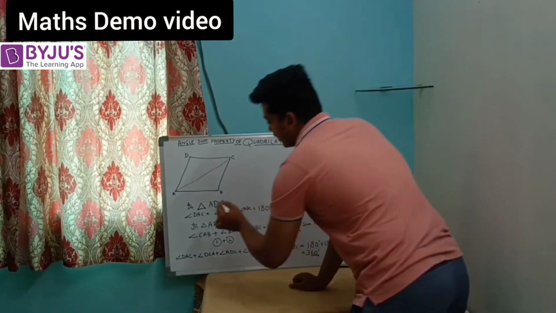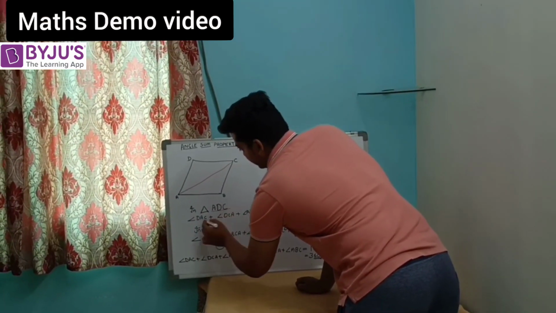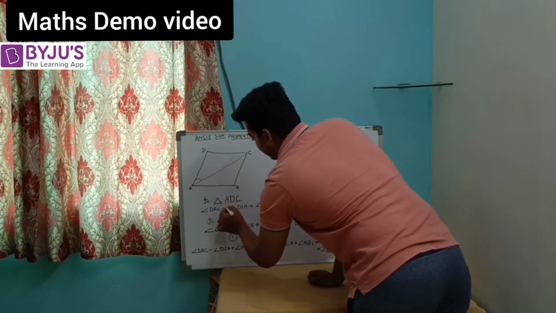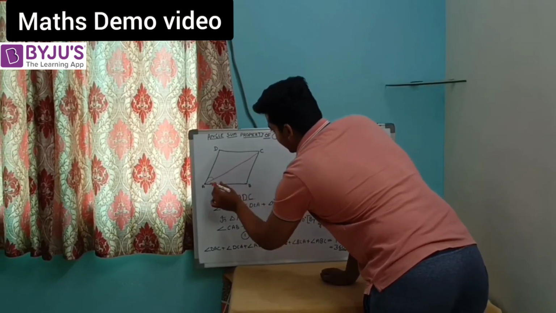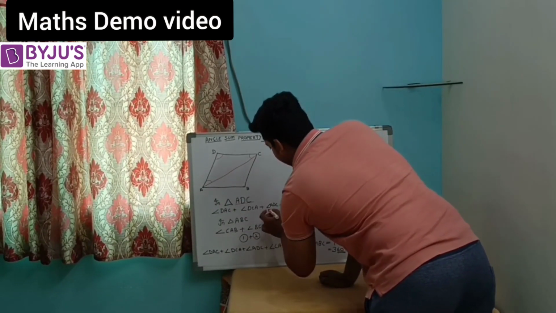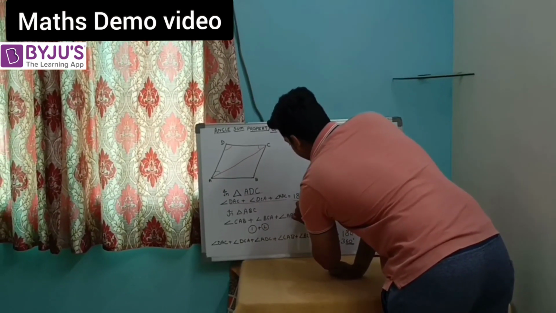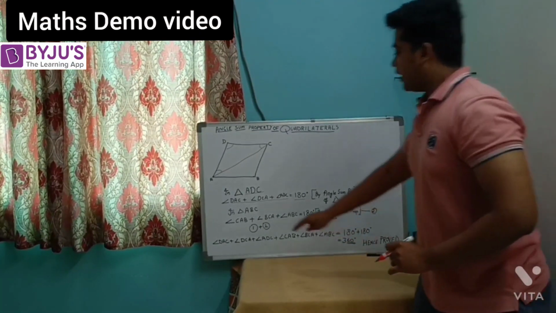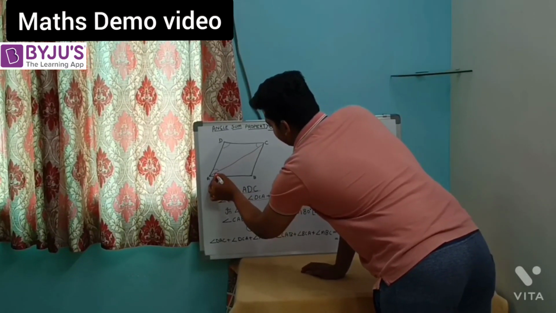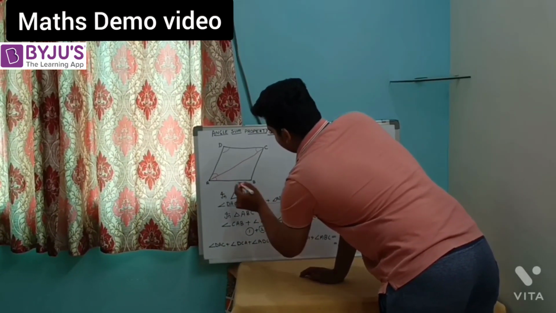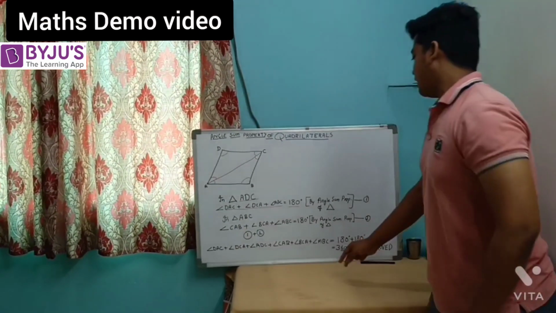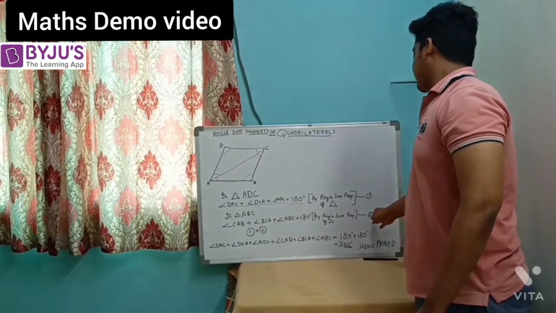In the first triangle ADC, the first angle is angle DAC, which is this angle. Second is DCA, which is this angle, and ADC, the third angle. If we add all these 3 angles, we get 180 degrees, which is our first equation. In triangle ABC, we see angle CAB, angle BCA, and angle ABC. Similarly, we get 180 degrees here also. This is our second equation.